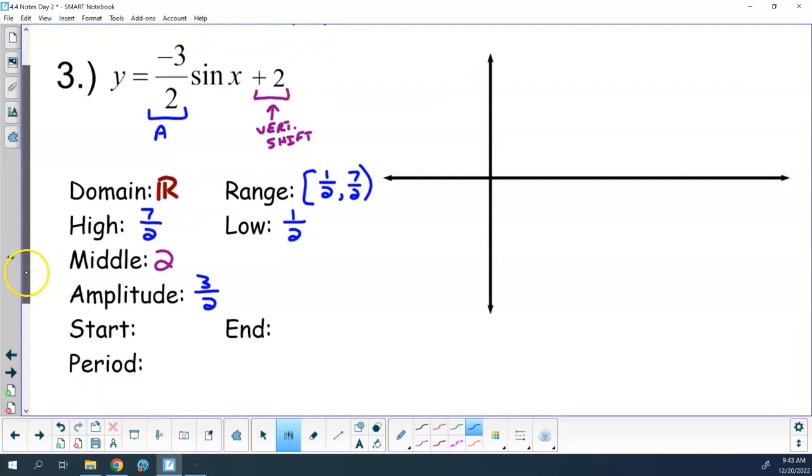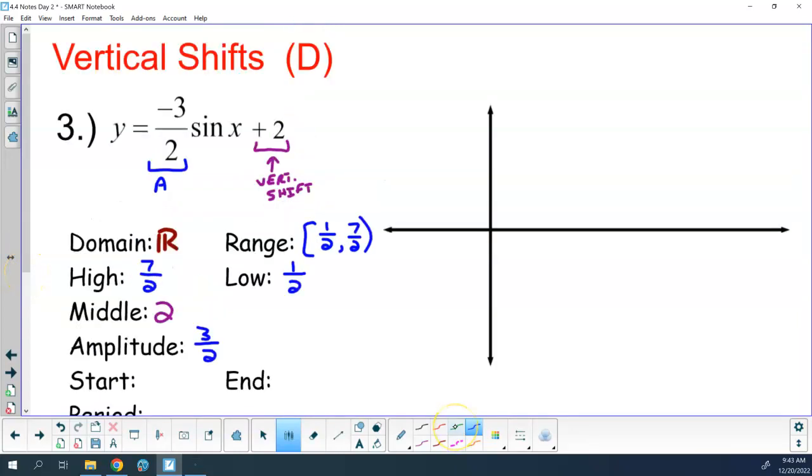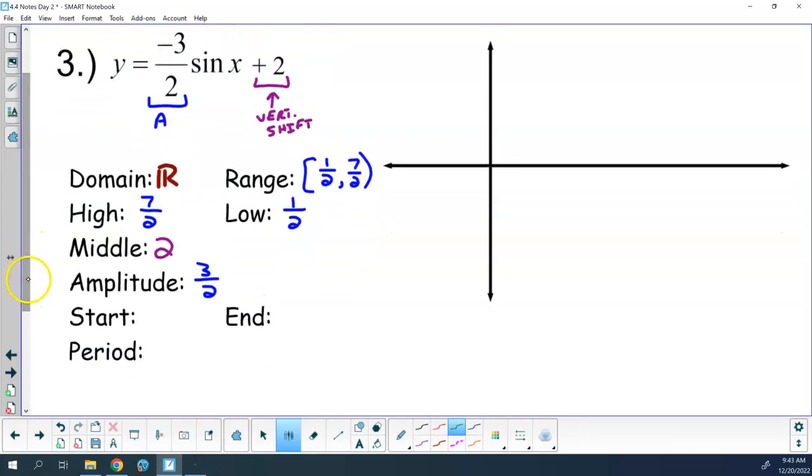My start is still going to be 0. What's my period? 2 pi, right? Because we're dividing by 1, because there's a 1 right there. So it's just 2 pi, which means I'm going to end at 2 pi. Now, here is where I differ a little bit than what we just did. So this is going to be a little different now that we're going to graph it.